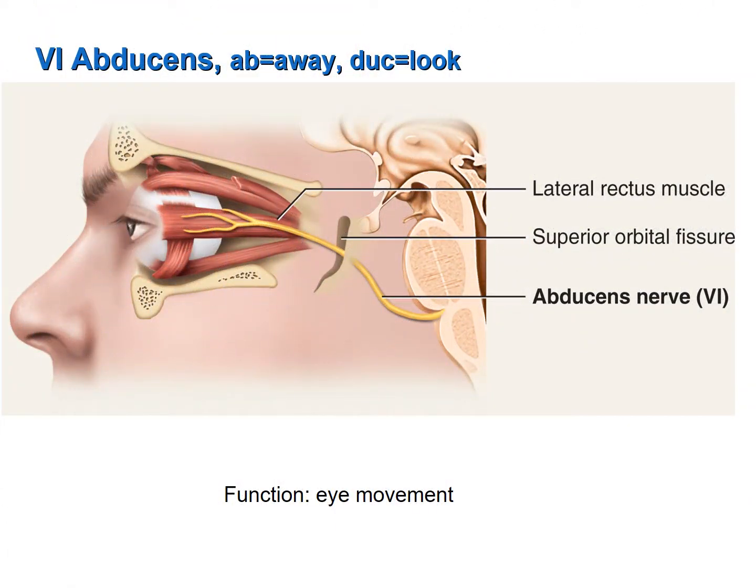Cranial nerve number 6 is the abducens nerve. Ab means away, duck means look. So this is the nerve that allows you to look away.